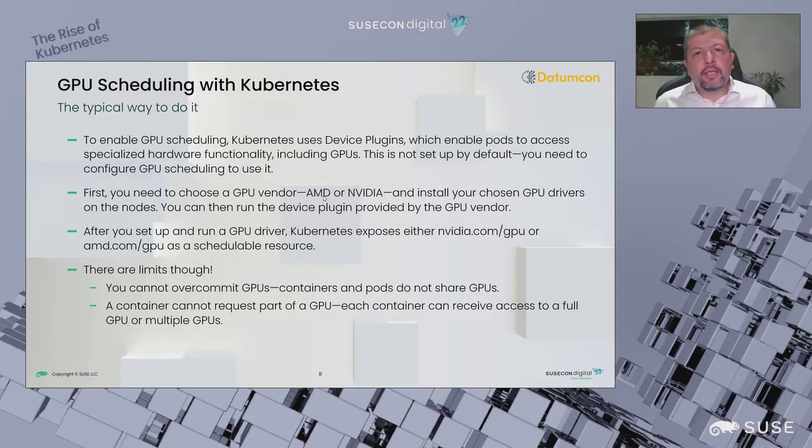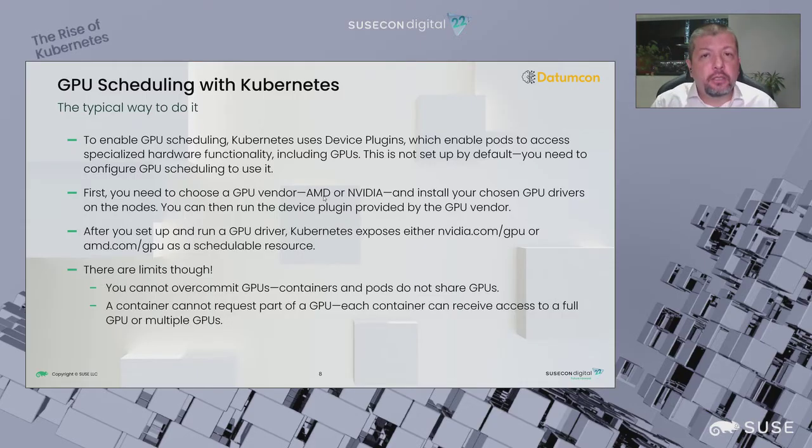And then after you install that, Kubernetes is going to expose either an nvidia.com/gpu or an amd.com/gpu as a schedulable resource, just like you have scheduled memory, RAM, storage, CPU resources, whatever. You can actually just set it up like any resource. You can just put it in your deployment YAML, and it would actually schedule to the right worker inside your cluster that has access to the GPU.